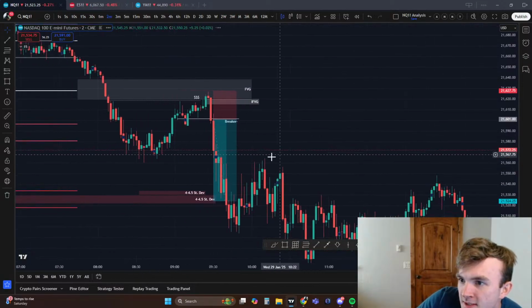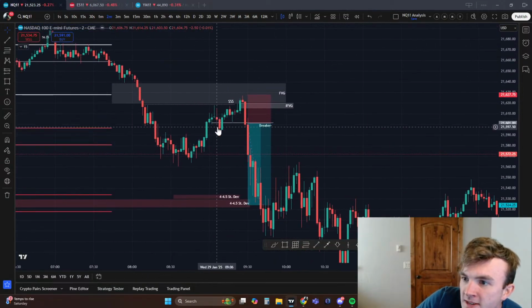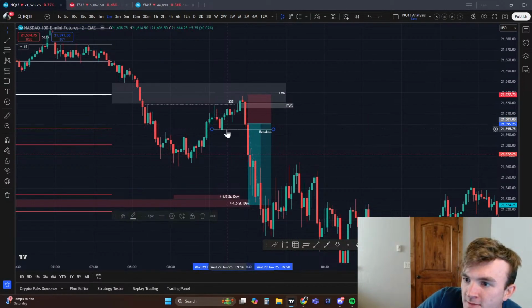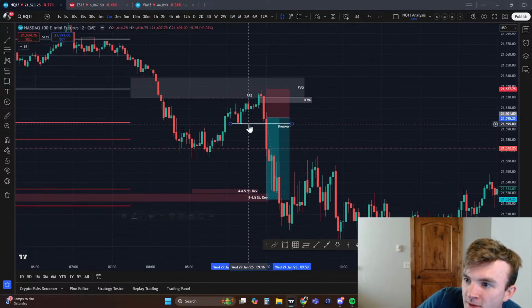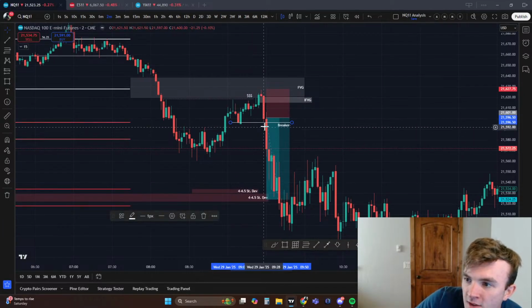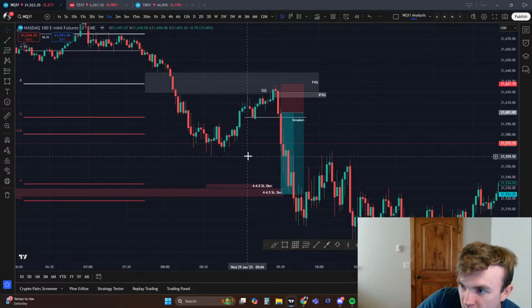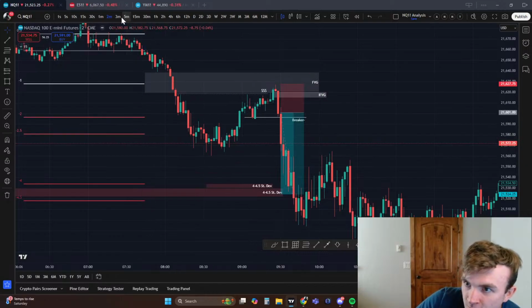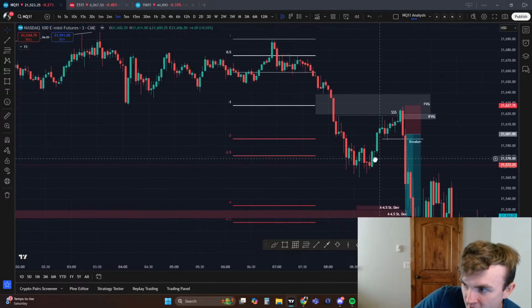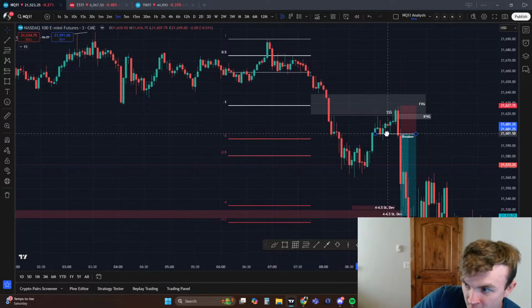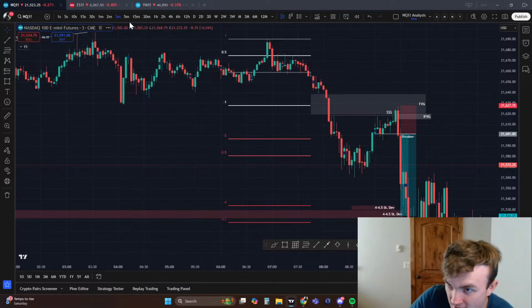Another possibility is like I wanted to see this 2 minute become a breaker. That was my main issue, and you can see that we really didn't get a 2 minute breaker formation. And so that was really frustrating for me because I wanted to enter on this 2 minute breaker. I should have been looking at all time frames because you can see we already got a 3 minute one. And that's all the market needed to go.